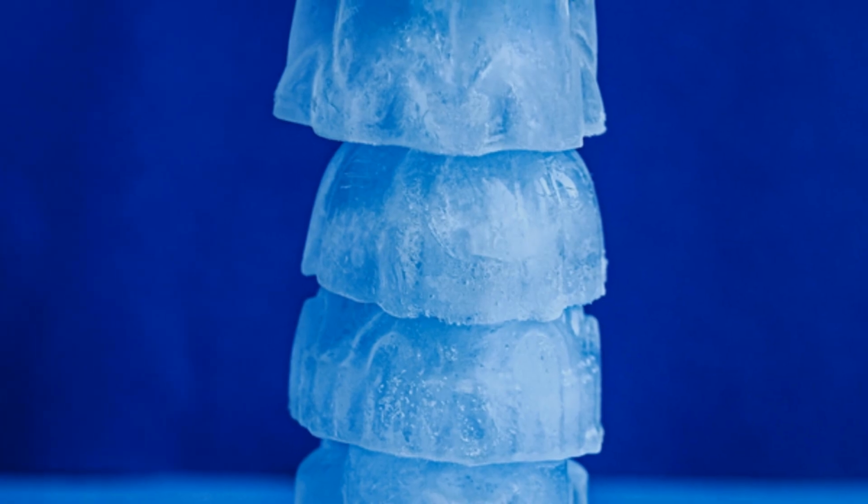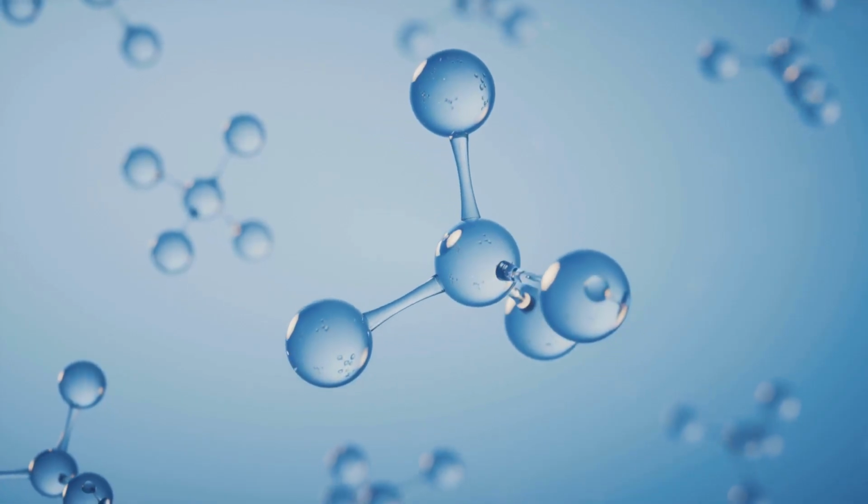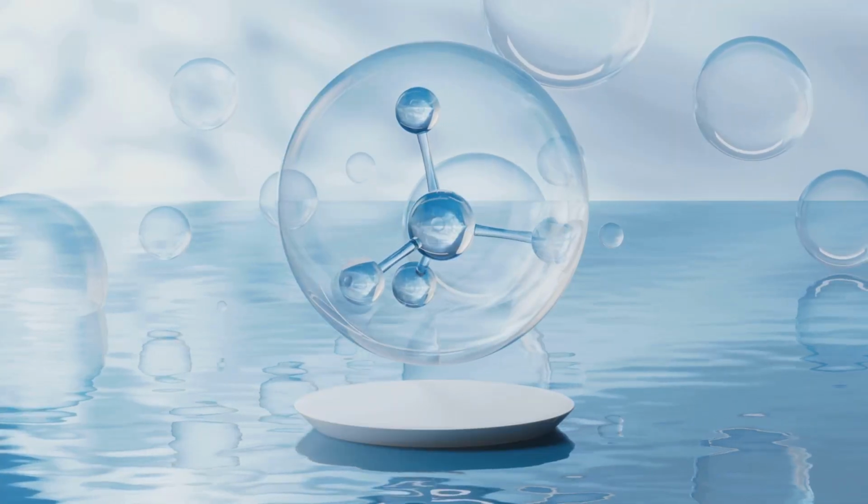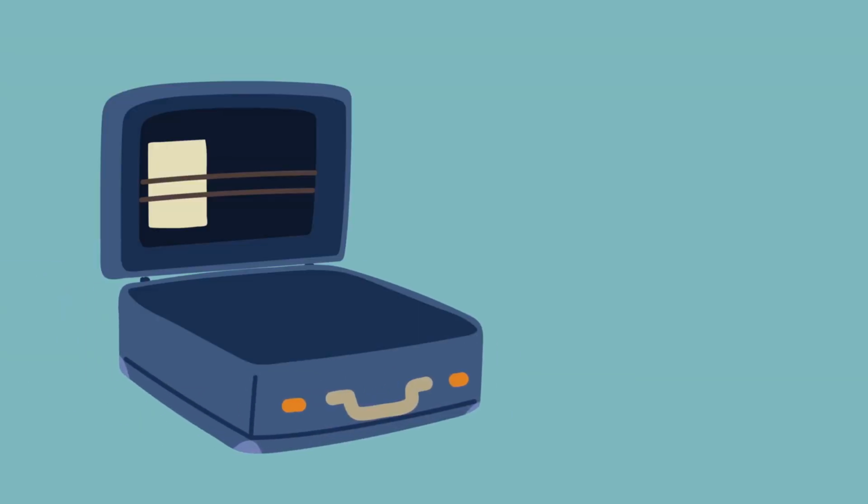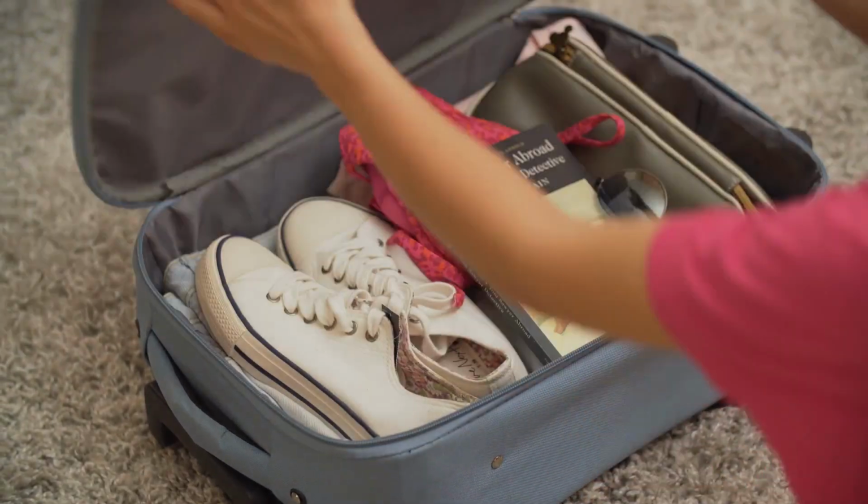To understand why ice floats, we need to shrink down, way, way down. Smaller than a grain of sand, smaller than a speck of dust. We need the world of molecules. Everything around you is made of molecules. Your chair, the air, the water in your glass. Think of molecules like super tiny Lego bricks.